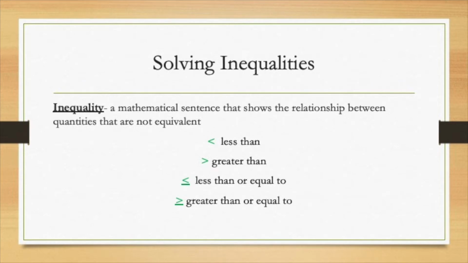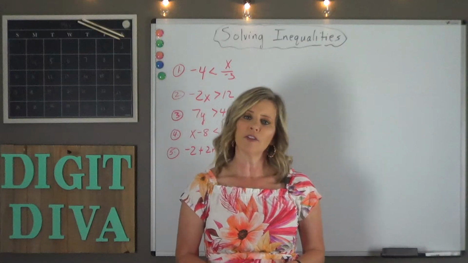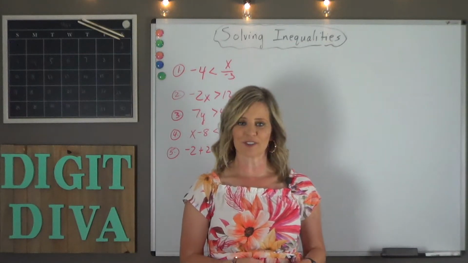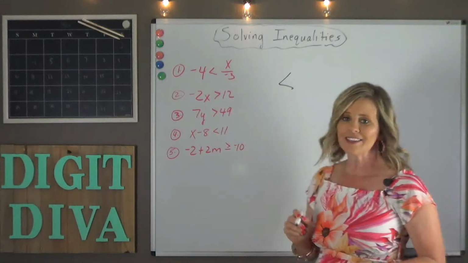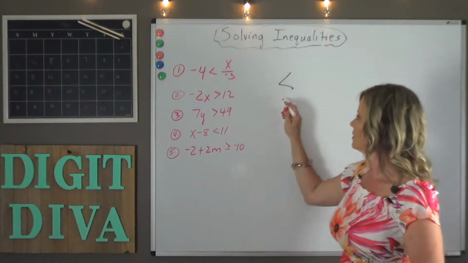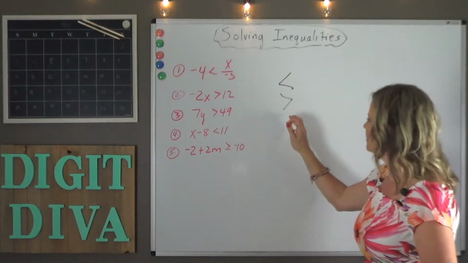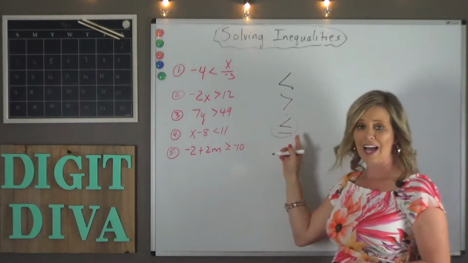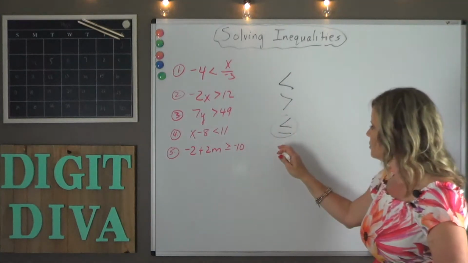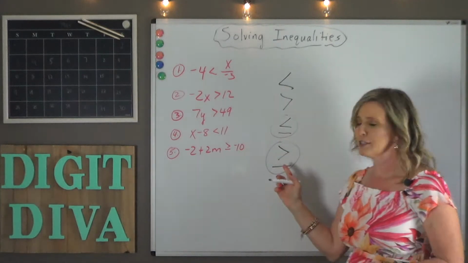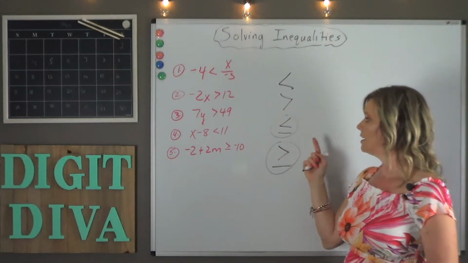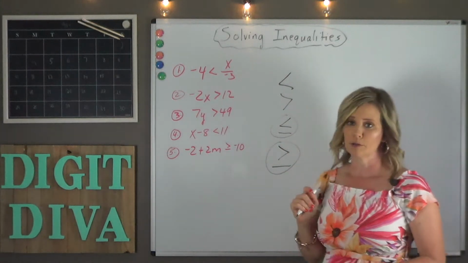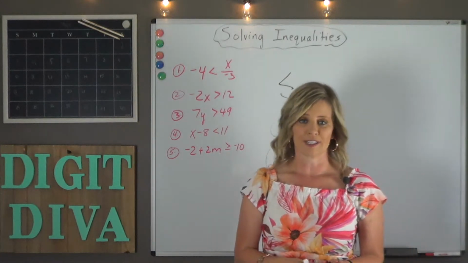Inequality: a mathematical sentence that shows the relationship between quantities that are not equivalent. And there are four inequality symbols that I'd like to introduce you to. The first one is our less than symbol. Then we have greater than. We have less than or equal to, denoted by the line underneath the less than symbol. And we also have greater than or equal to, again denoted by the line underneath the greater than symbol. So those are our four inequality symbols.